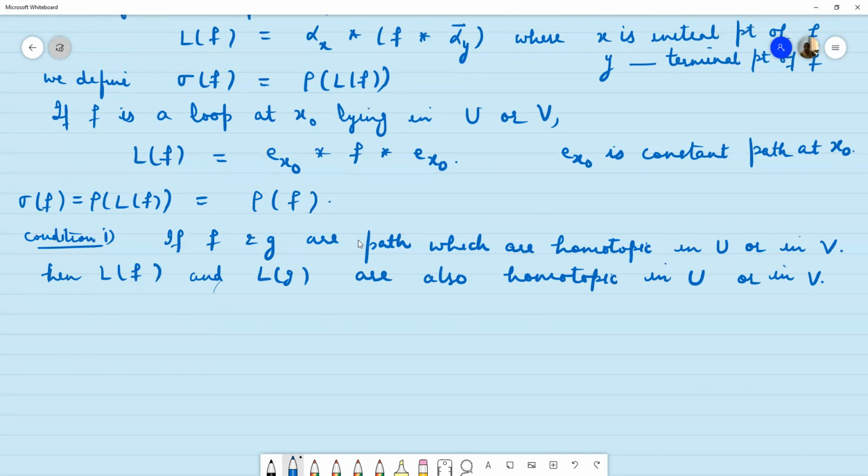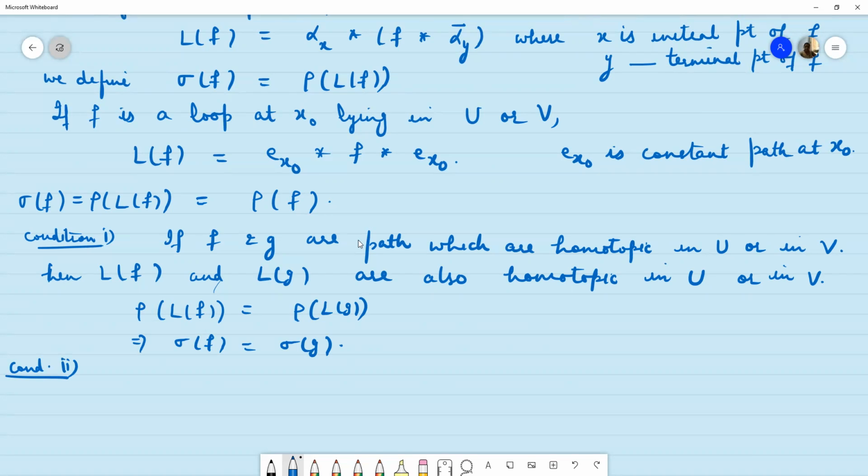So we apply condition 1 on LF and LG. That means rho of LF is equal to rho of LG if these two are homotopic. That means sigma F and sigma G are the same. So condition 1 is proved for the mapping sigma. Now we will check condition 2.